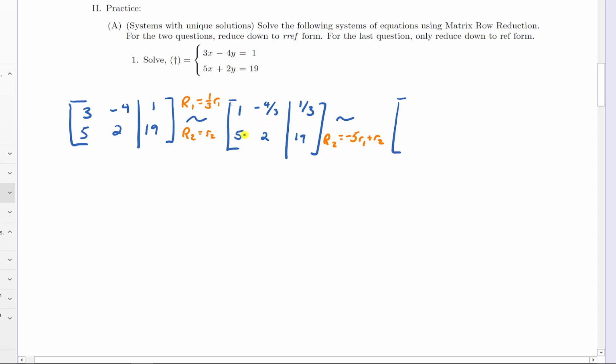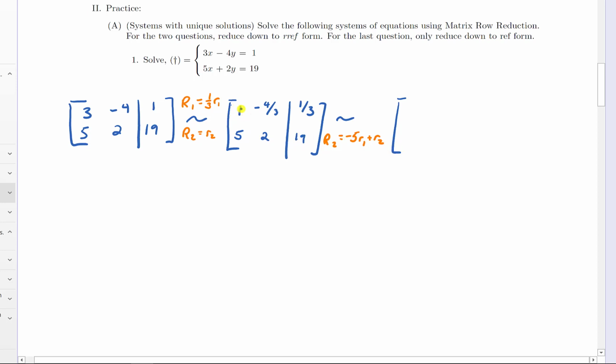What I'd like to do is get a 0 here. So because I took the time to get a 1 in this pivot position, if I simply multiply this row right here by the opposite value of this entry, in this case we've got a value of 5, so the opposite entry is -5, I'm going to multiply this row by -5 and then combine it to row 2 to give me a new row 2.